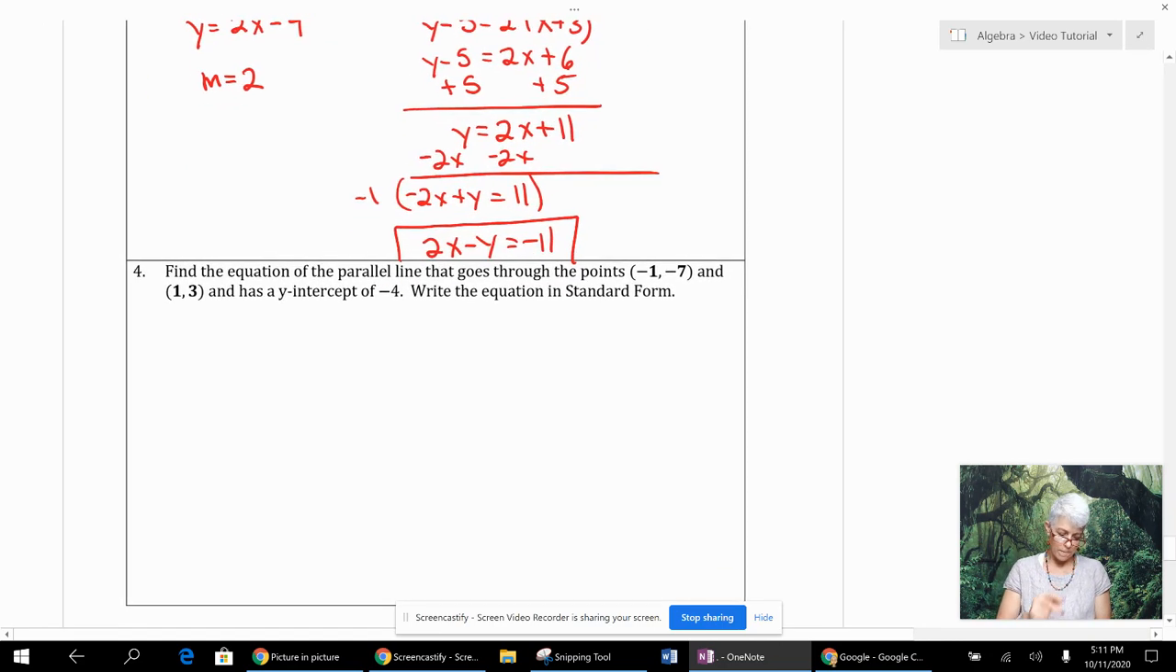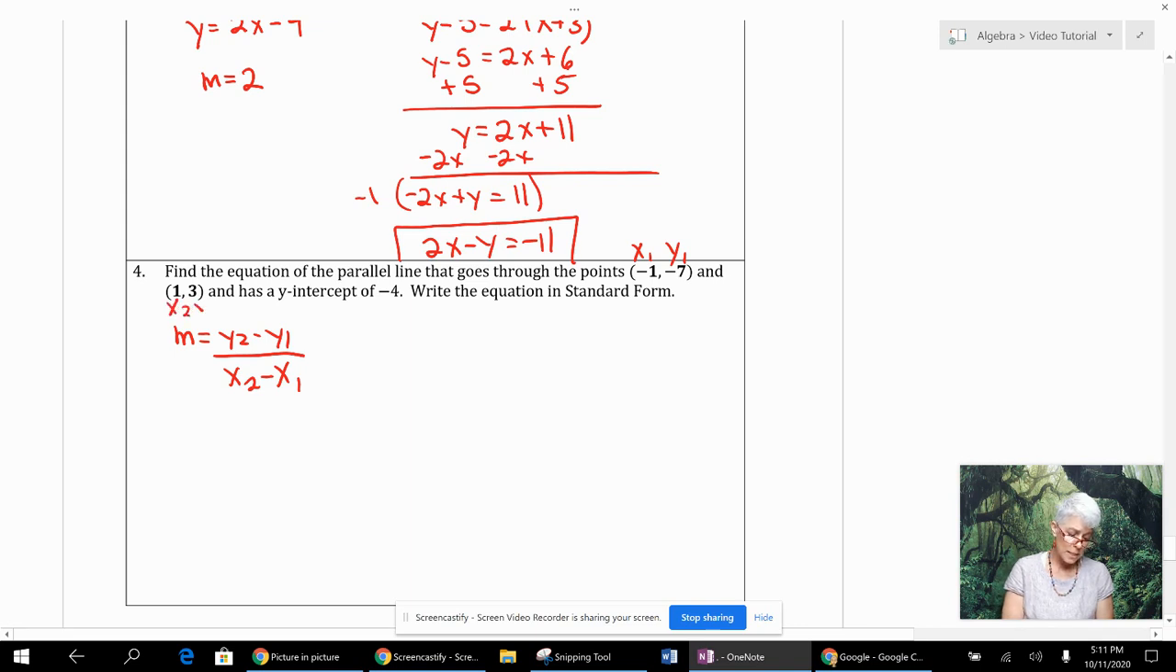All right, next one. Find the equation of a parallel line that goes through these points. Oh my gosh, I have to do the slope. I need to do the slope formula. So that's m equals y2 minus y1 over x2 minus x1.